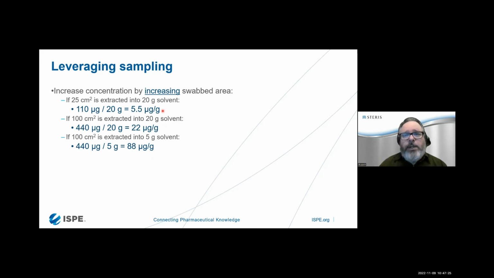And this is where you can make some adjustments by increasing the swab area. So this is going from 25 centimeters squared to 100 centimeters squared. And you can see if you took 100 centimeters squared swabbed and utilized 5 grams of extract, you would get a limit now of 88 micrograms per gram. So again, this is all linked to that analytical method and being able to show that it meets your acceptance criteria.